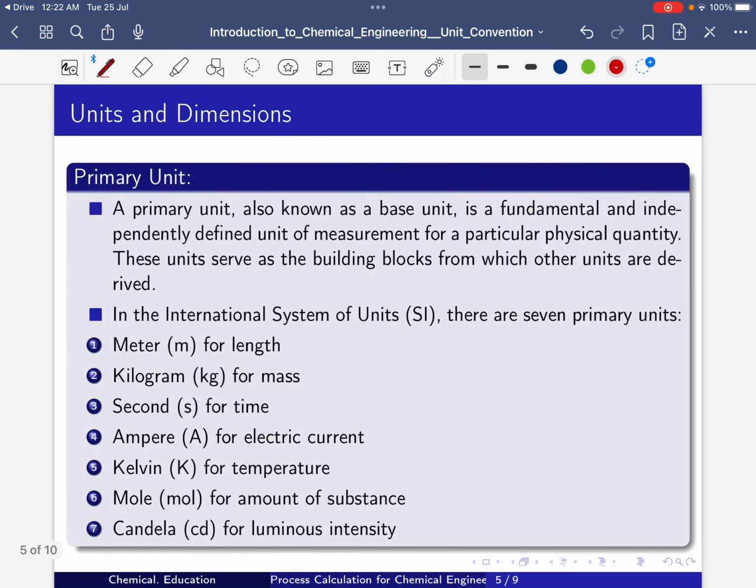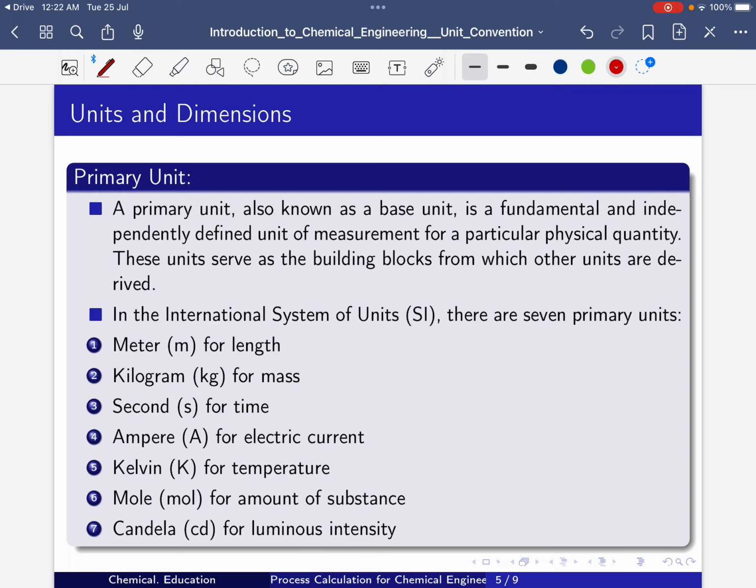Now, units are classified into two types: primary unit and secondary unit. What is a primary unit? A primary unit is the standard unit, also known as the base unit. It is a fundamental and independently defined unit of measurement for a particular physical quantity, and these units serve as the building blocks from which other units are derived, like I told you.